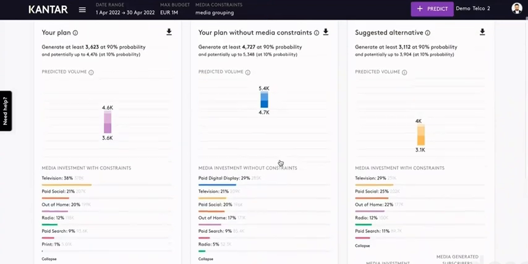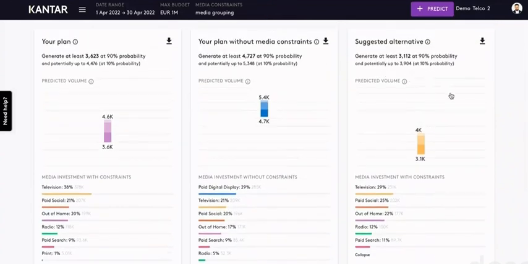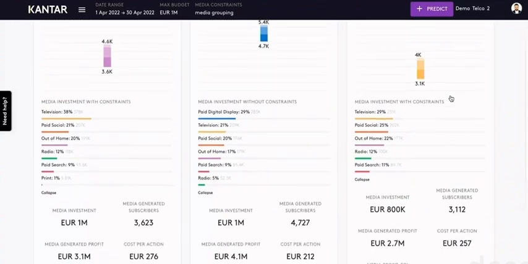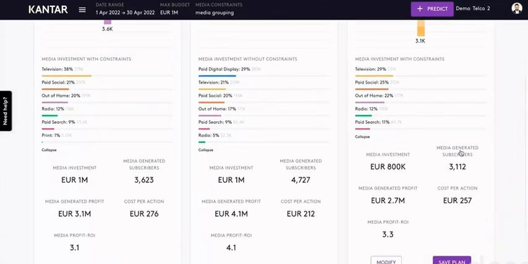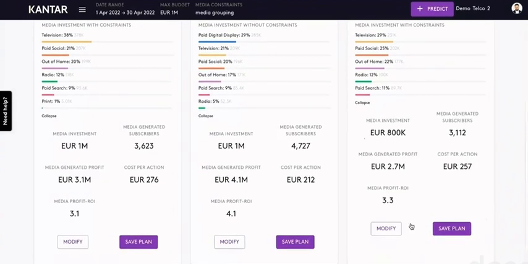Then thirdly, the alternative looks at the budget, but tries to optimize not against the outcome, but against the media KPIs, such as the media generated profit ROI, the cost per action, and the media profit ROI. As you can see, if we were to optimize the media KPIs against our initial brief, then we could keep our constraints, but lower the investment levels, but with an even more efficient outcome.